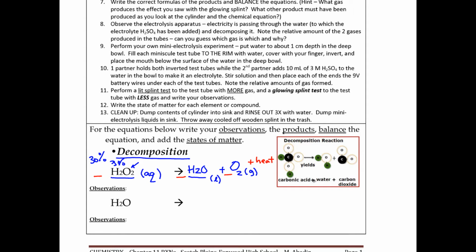Now, there was a catalyst in this reaction. The catalyst was MnO2, manganese dioxide. And whenever you have a catalyst, you write it right above the arrow. Let me pick a different color here. So MnO2 was a catalyst, and you just write that right above the arrow, like so.